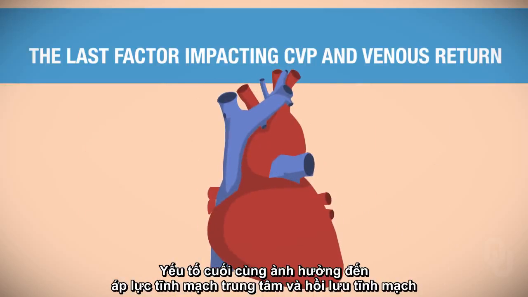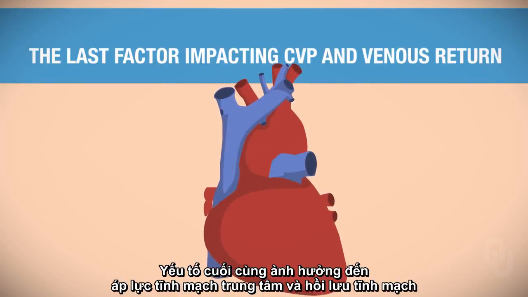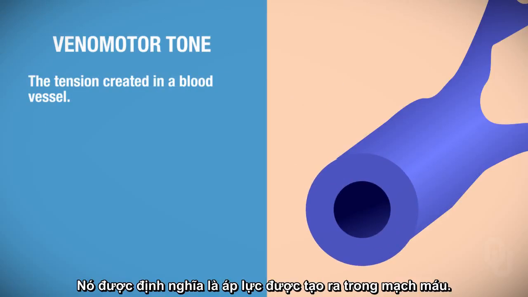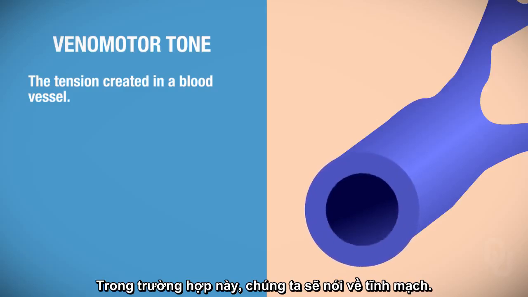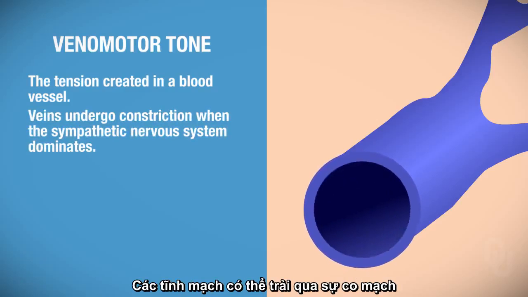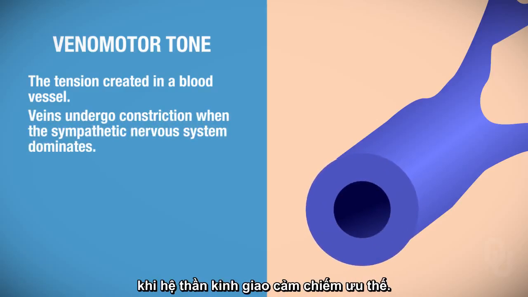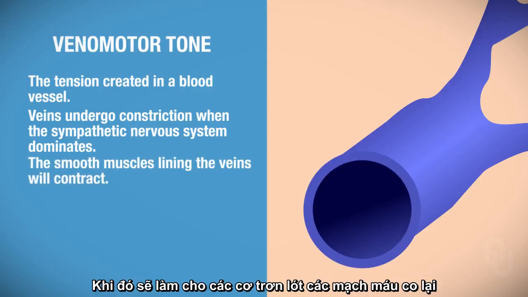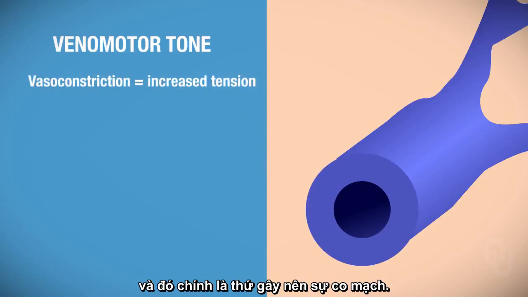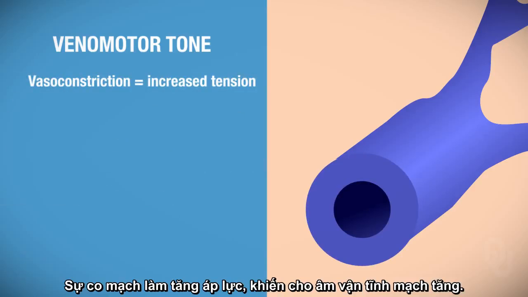The last factor that will affect central venous pressure, and therefore venous return, is what we call venomotor tone. This is defined as the tension that gets created in a blood vessel. In this case, we're going to be talking about veins. Veins can undergo vasoconstriction when the sympathetic nervous system dominates, as this will cause the smooth muscles lining the blood vessels to contract, and that's what causes vasoconstriction. And vasoconstriction increases tension, which is an increased venomotor tone.